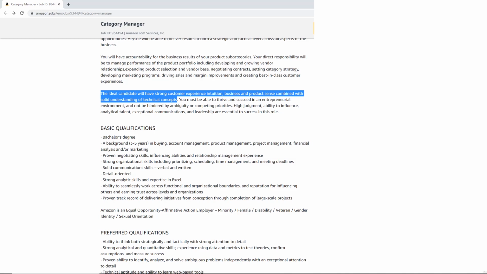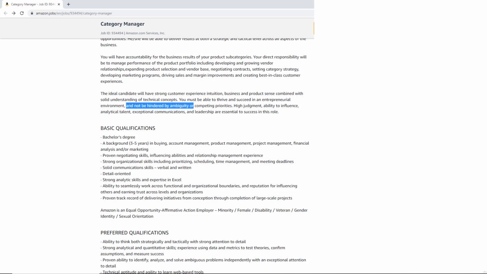And not be hindered by ambiguity or competing priorities. So, as with the previous example, the ambiguity keyword is again mentioned. Can you think of a time when you had to deal with an ambiguous situation? Or tell me about the time when you had competing priorities.